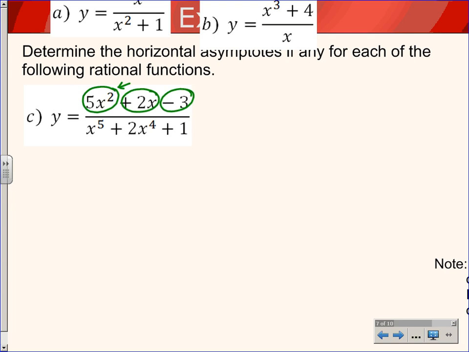But on the bottom, you've got an x to the 5th. And the x to the 5th spokes the x squared. x squared thinks it's getting big fast, and the x to the 5th says, you've got to be kidding me. This is really, really big.